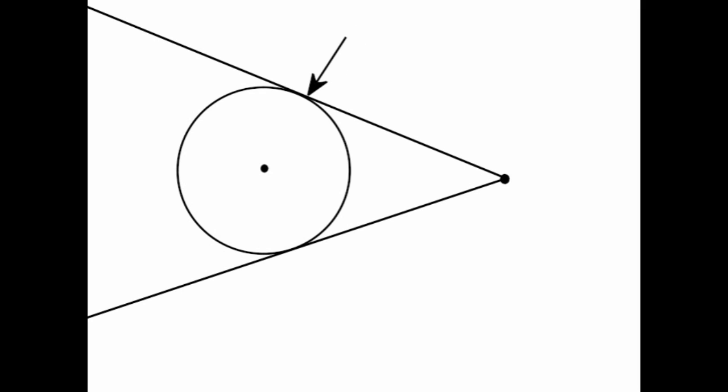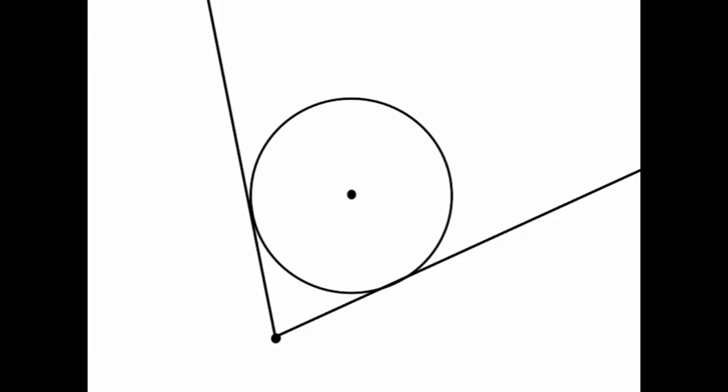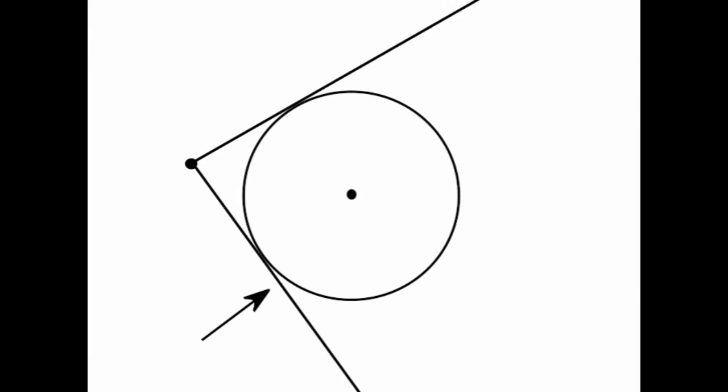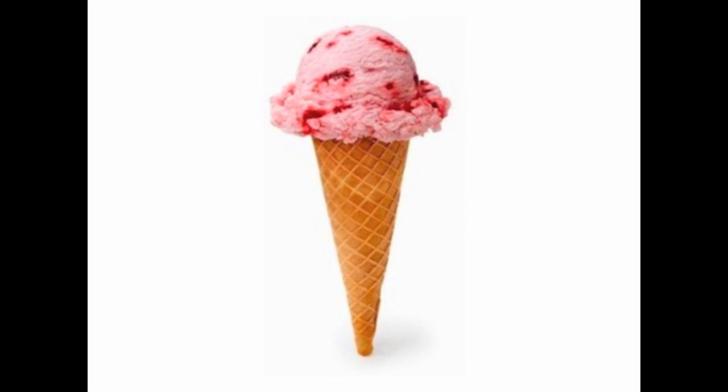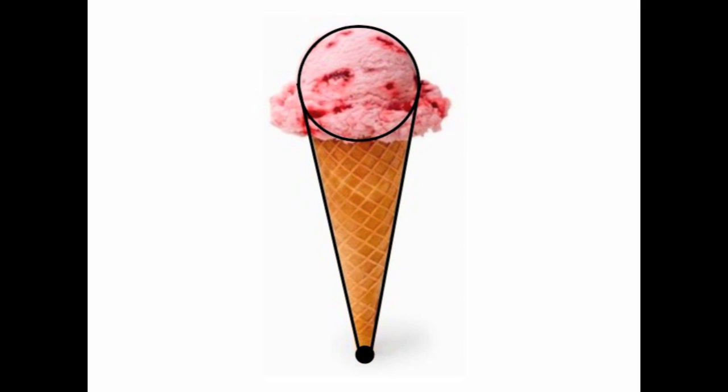Tangents to a circle from a single point are congruent. There are also only two tangents from a single point to a circle. This ice cream cone is a good visual for a corollary learned in section 9.2. The two tangents drawn from a single point to a circle are congruent. The edges of this cone are like tangents from a single point touching the ice cream scoop.